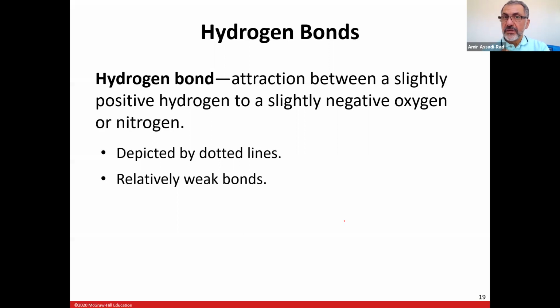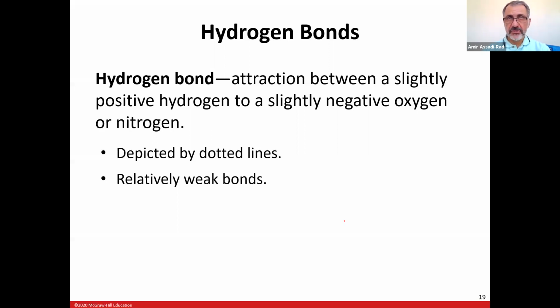Hydrogen bond, the definition of it. Make sure you know the definition of each one of these bonds. It is the attraction between a slightly positive hydrogen to a slightly negative oxygen or nitrogen, depicted by dotted lines, relatively weak bonds.